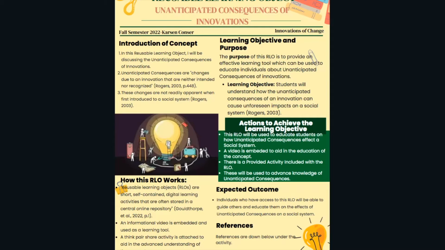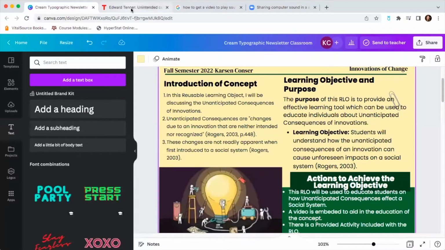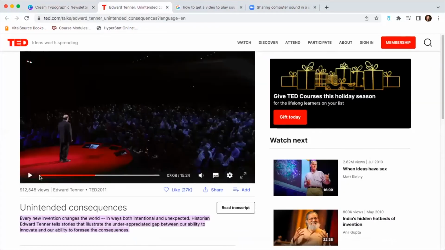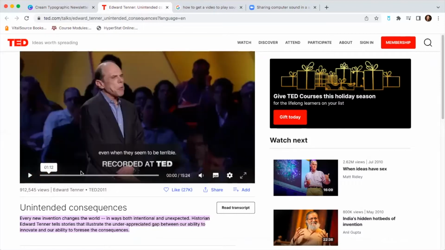The expected outcome of this RLO in a formal way of saying it is individuals who have access to this RLO will be able to guide others and educate them on the effects of unanticipated consequences of a social system. With that being said, we are going to watch the video that I have provided for you on unintended, or otherwise known as unanticipated, consequences.